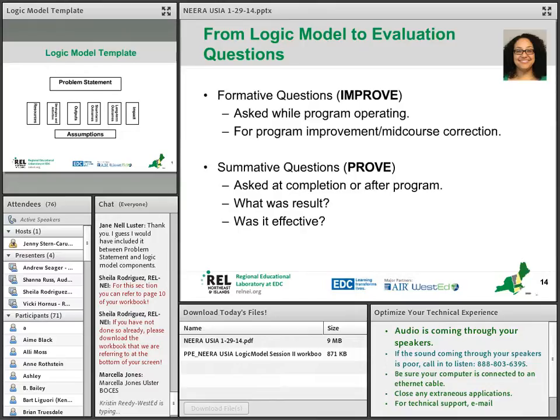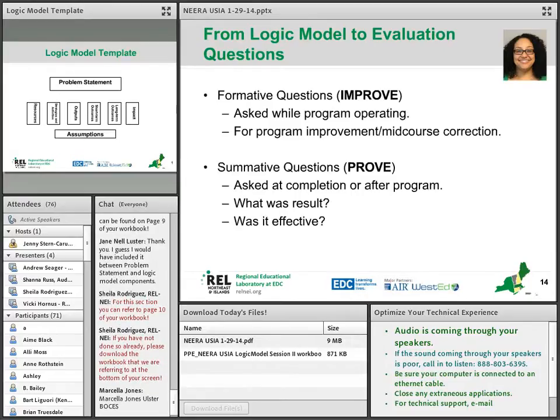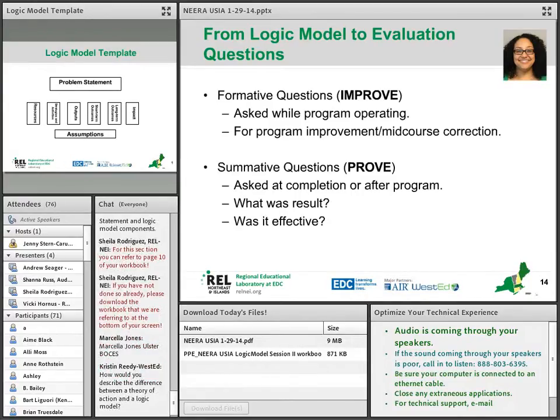So if the purpose is on improvements to the program or policy, then one would need to develop formative questions. But if you are looking more on the impacts, then summative questions will need to be developed and will be more appropriate. For example, formative questions are asked while the program is operating and can be asked if you are looking for improvements during the middle of the program.